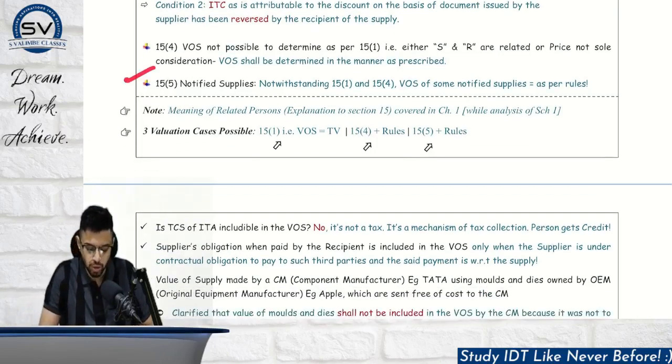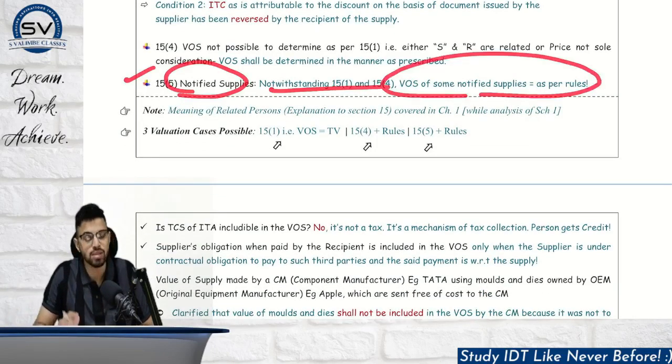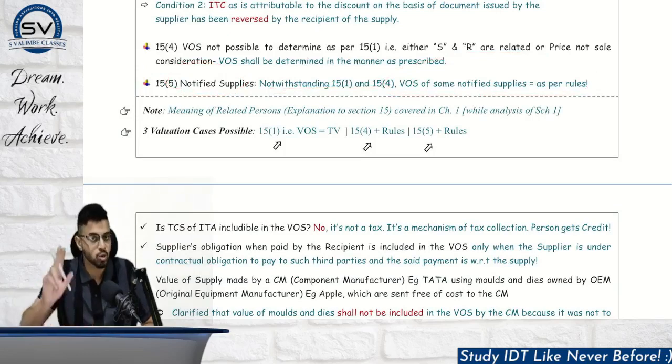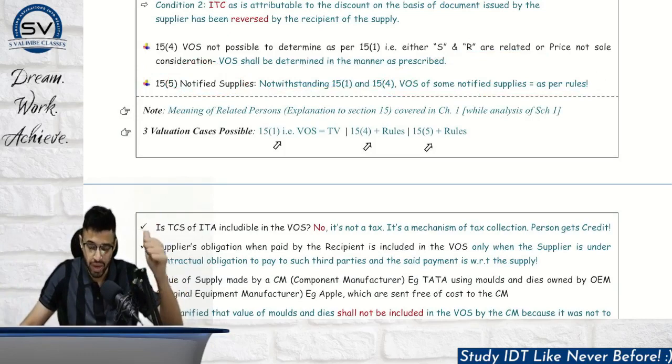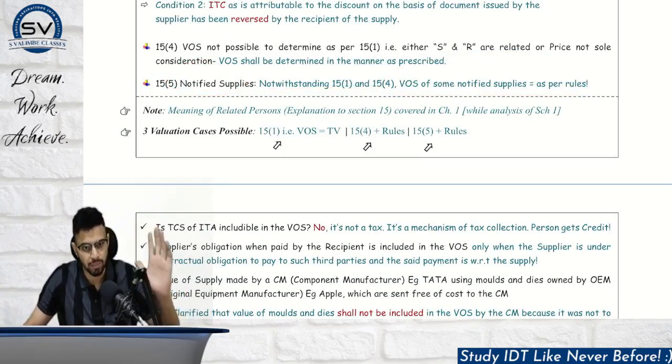Secondly, in subsection 5 also, there are certain notified supplies. For that, we have to refer to the rules only. So there are two cases when we have to go to the rules. One, section 15, subsection 1, conditions not met. Second, notified supplies. Okay.